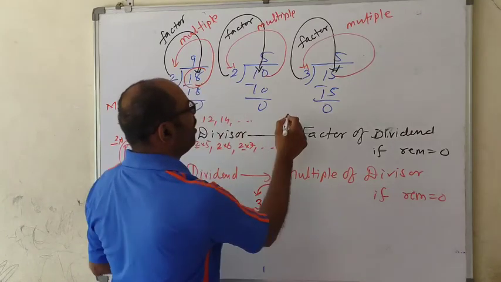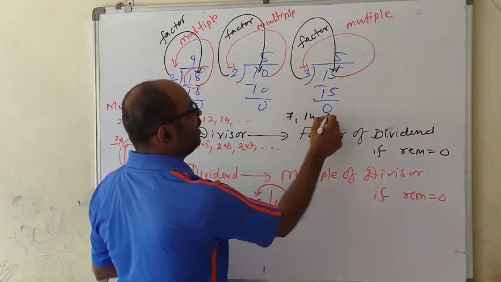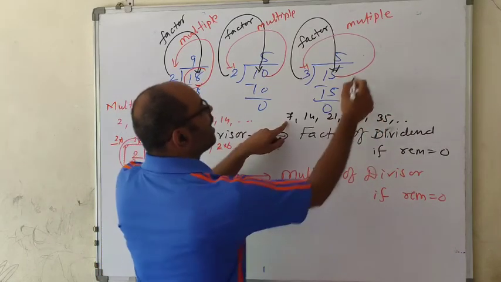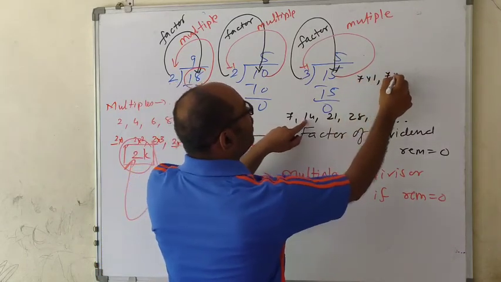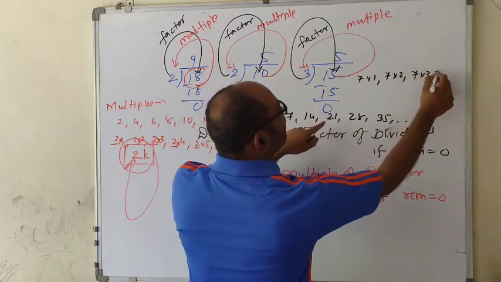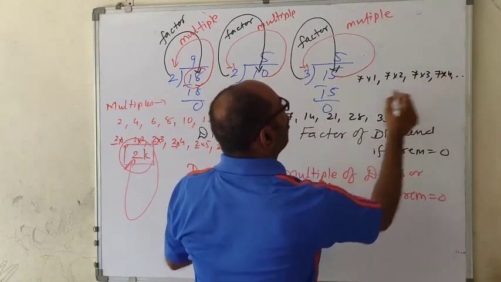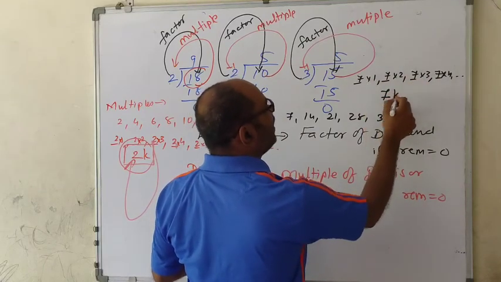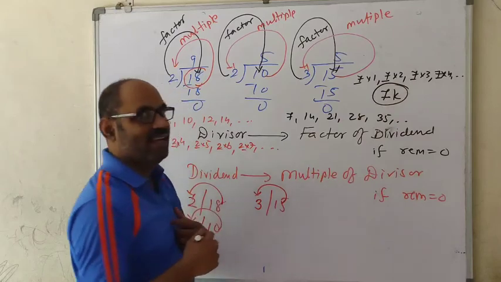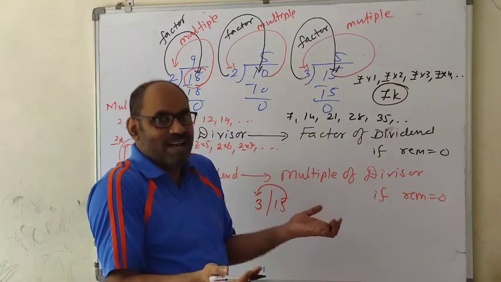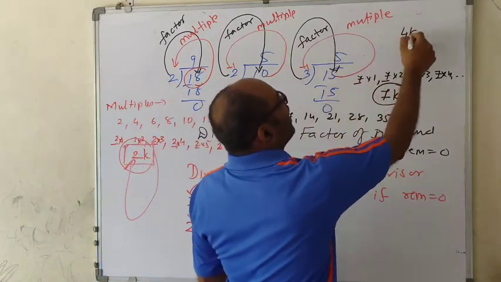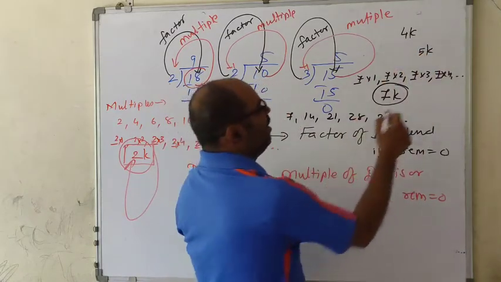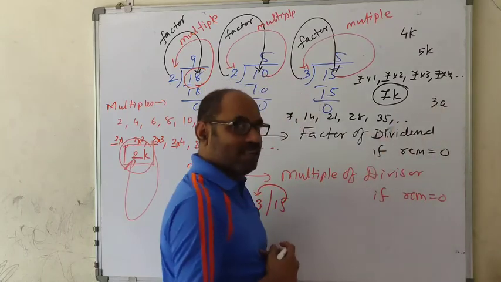Let's take multiples of 7. 7, 14, 21, 28, 35 and so on. So you may write 7 into 1, 7 into 2, 7 into 3, 7 into 4 and so on. What is same? 7. So I can write 7, and for 1, 2, 3, 4 I can write k. So 7k is actually representing a multiple of 7. Tell me now. 4k, it's a multiple of 4. 5k, it's a multiple of 5. 3a, it's a multiple of 3.